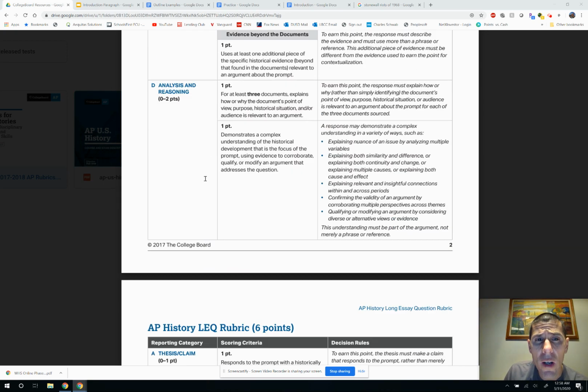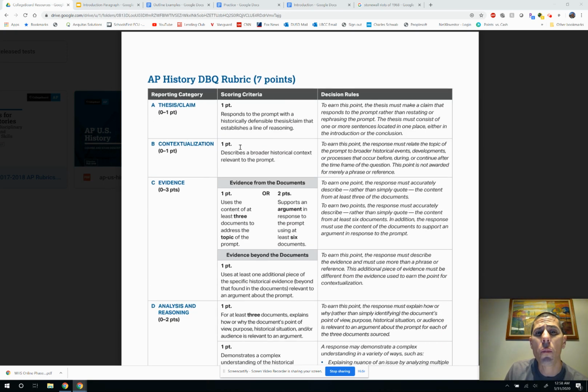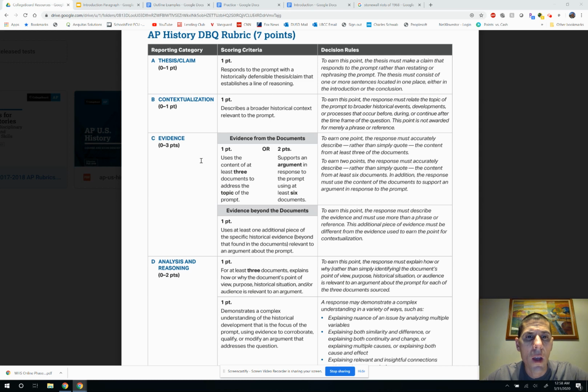You should know how to write a thesis, right? You should know how to put some context in, and hopefully you're able to do that, because context means you've got to know some stuff. But we'll get into that in a second. You should all be able to get 3 points on evidence. You should be able to get points in reasoning.